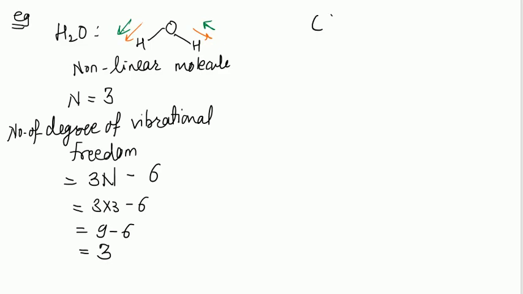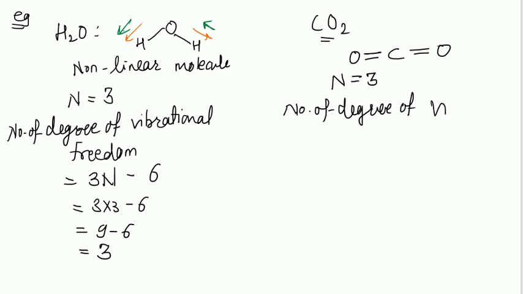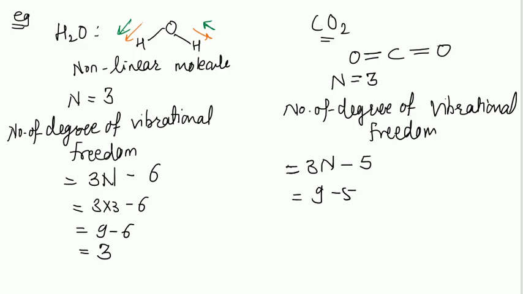Second example: carbon dioxide, CO2. Now we know the geometry, it is a linear molecule. N is again 3 here, where N is the number of atoms. So the number of vibrational degrees of freedom is 3N minus 5 here, because it is a linear molecule. The rotation along the axis is meaningless. So 9 minus 5 is equal to 4 here. So there are a total of 4 modes of vibration present for carbon dioxide.